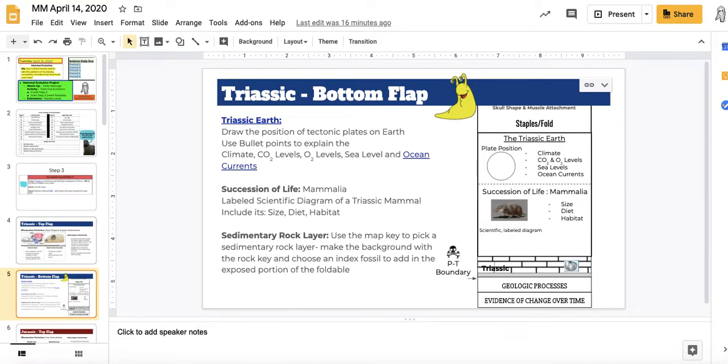On the bottom flap, you're going to want to describe the Earth, how the plates around the Earth had the land masses. It started with Pangea at the beginning of the era. At the end of the era, it should show it breaking up. Address the climate, the CO2 and oxygen levels, what the sea levels were like, and the currents, whether they were simple or complex. And then in the bottom part of the bottom flap, you will look for a mammal of that period and describe its size, its diet, its habitat, where it lived. And we know that the animals of the mammal family started small in the Triassic.